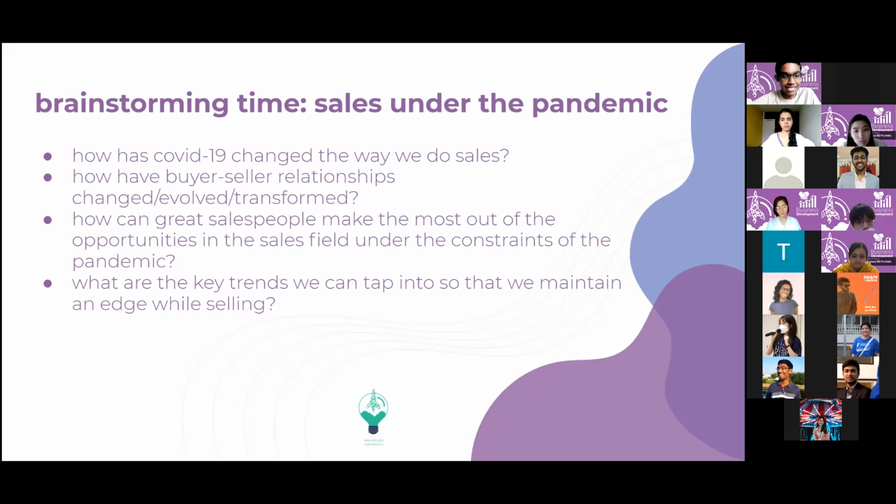It's only when you understand the key trends and the market reality of sales under the pandemic that you can actually do effective prospecting. Because prospecting is about identifying potential buyers, and you can only identify the buyers if you're in sync with what's really happening in the market. What kind of companies are growing under the pandemic? What kind of companies are fading away?